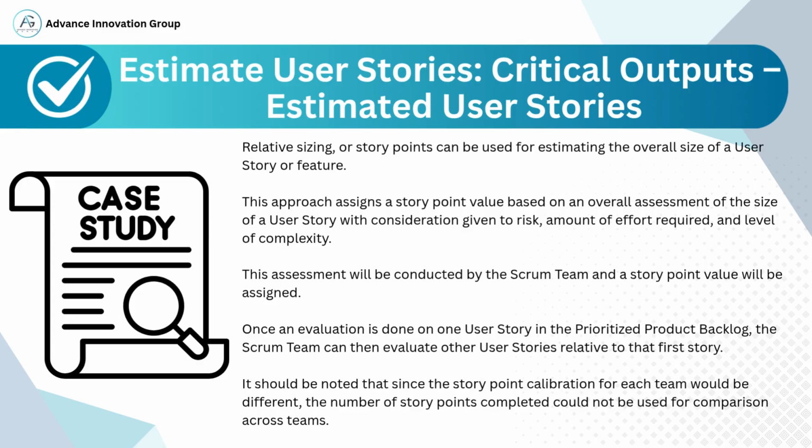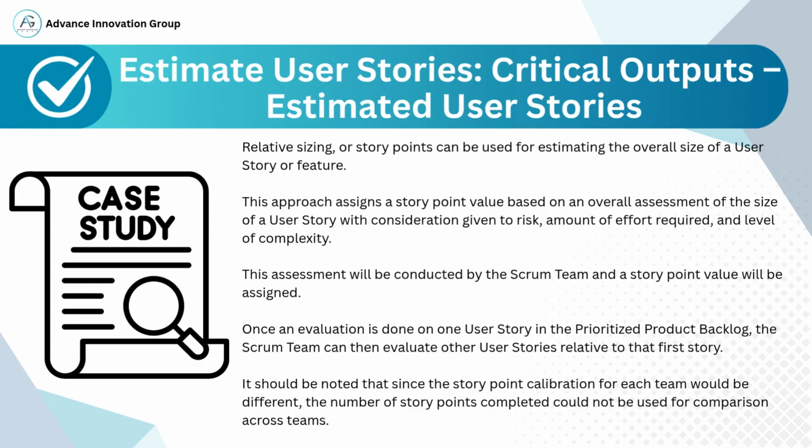For example, a very simple story may be a 1, while a much more complex one might be an 8, or even higher, following a Fibonacci-like progression. Now, how do they decide what value to assign? First, they estimate one baseline story that everyone understands well. This becomes the reference point. Then, other stories are evaluated relative to that story. This approach creates consistency across estimation, even though it's not about absolute hours. Important reminder: every Scrum team will have a different understanding of what a 5 or an 8 means.